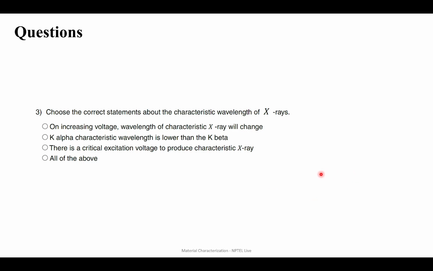Choose the correct statements about the characteristic wavelength of X-rays. On increasing voltage, wavelength of characteristic X-ray will change. K alpha characteristic wavelength is lower than K beta. There is a critical excitation voltage that produces characteristic X-ray. All of the above.